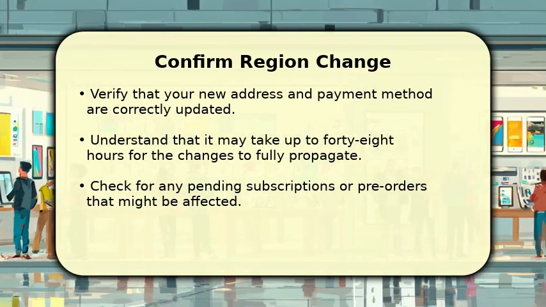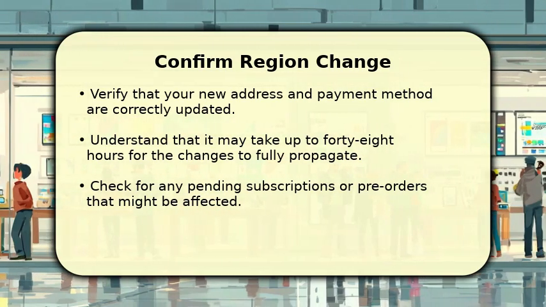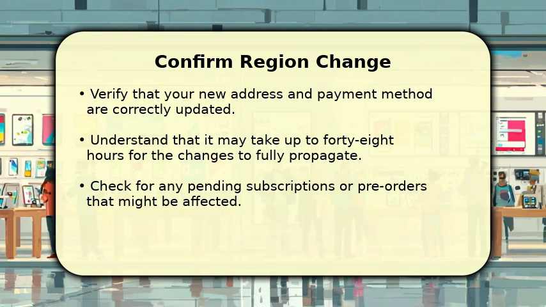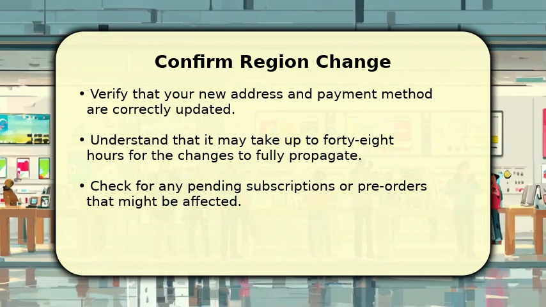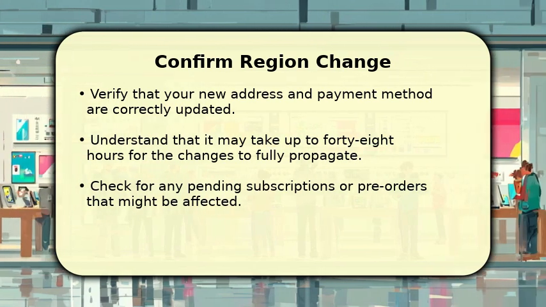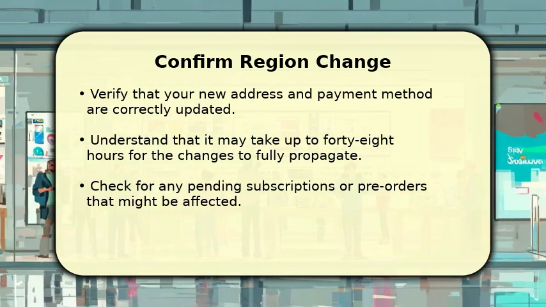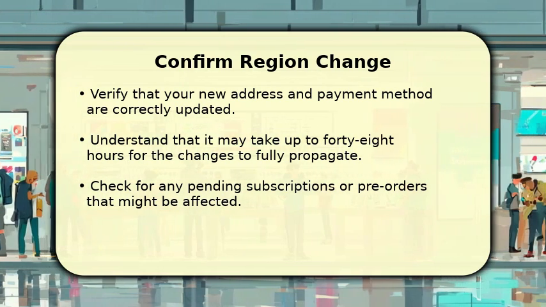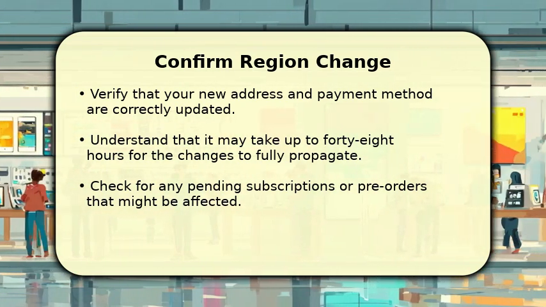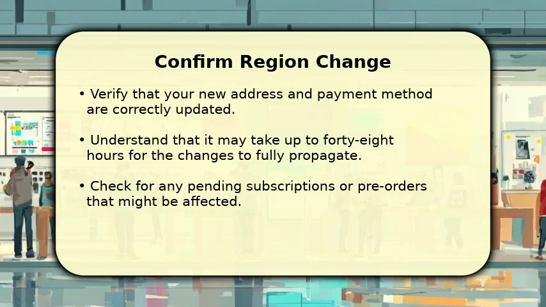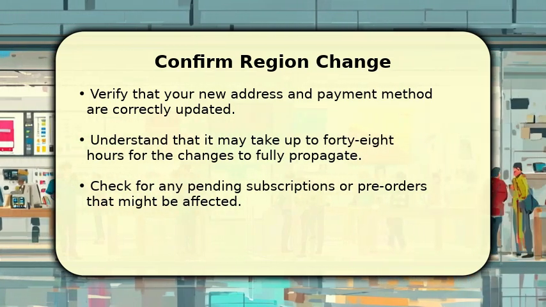After updating your address, it's essential to verify that your new payment method and billing information are correctly saved. Please note that it might take up to 48 hours for these changes to fully propagate across all Google services. During this period, you should also check for any pending subscriptions or pre-orders, as they might be affected by the region change. Patience is key during this transition.